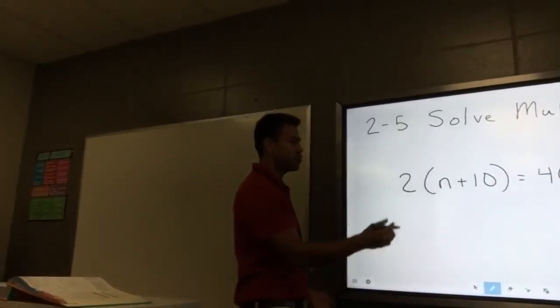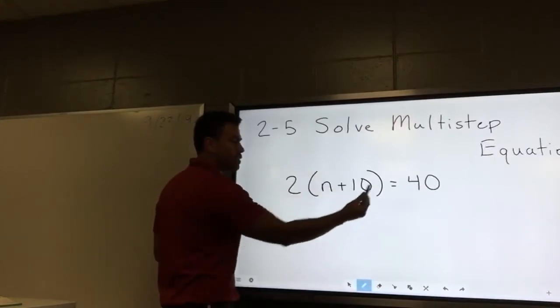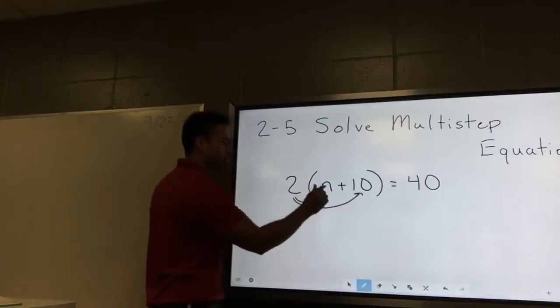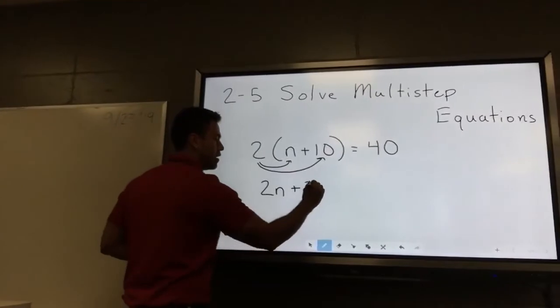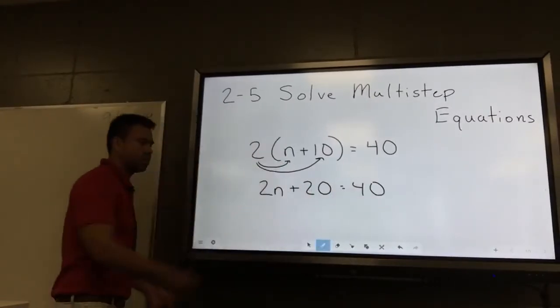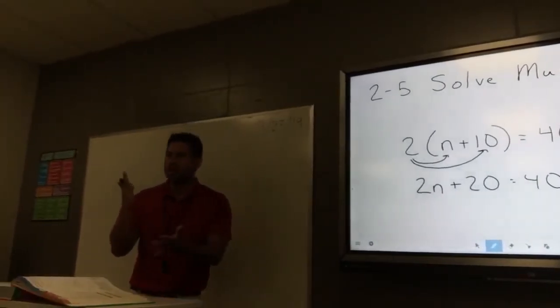Okay, you're going to distribute. So you have a number being multiplied by a quantity that's being added or subtracted. So yeah, I'm going to distribute. So 2 times n? 2n. 2 times 10? 20. And that's still equal to 40. These are equivalent equations. They're worth the same thing. Okay, so what would you do next?